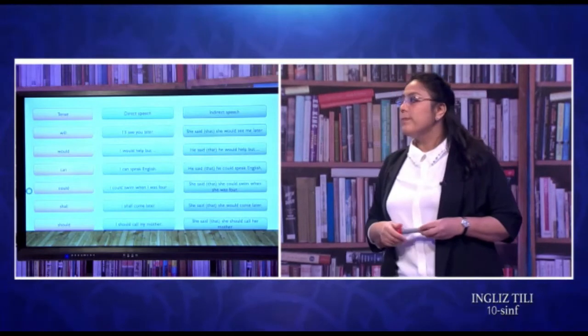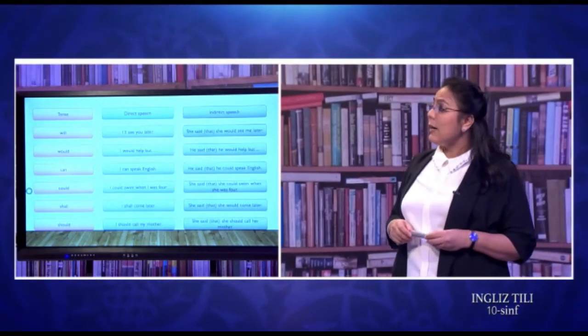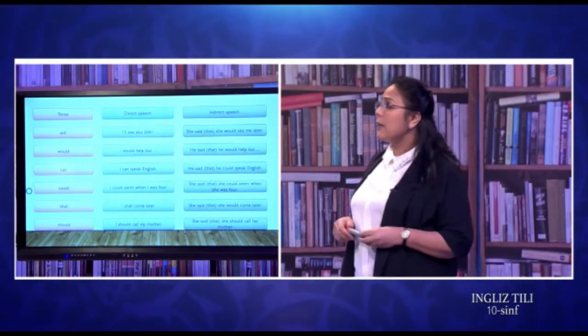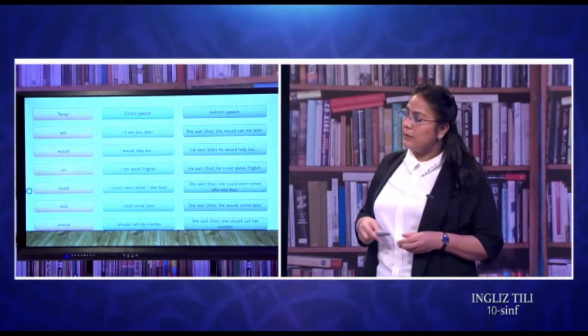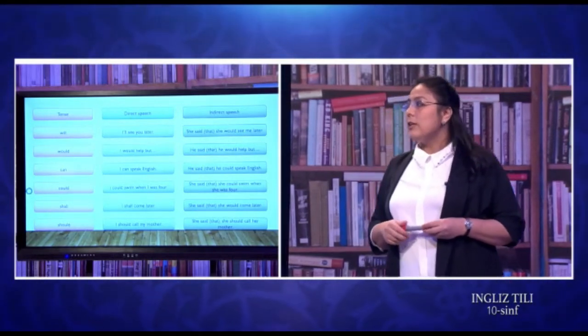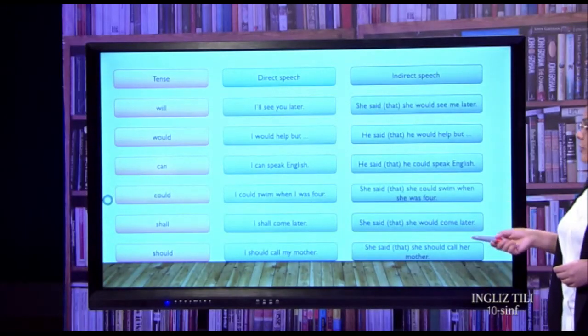Next, would. Here if we use would, we leave it as it is. "I would help, but..." If we make it into indirect speech, we can say "He said he would help, but..." While using a modal verb, we can say "I can speak English," but when we change it into indirect speech in past form, we say "He said he could speak English."